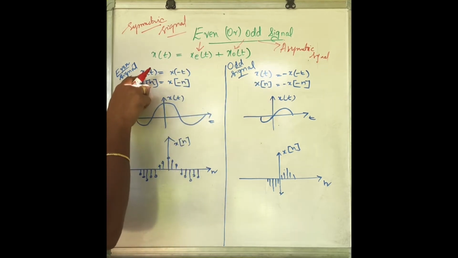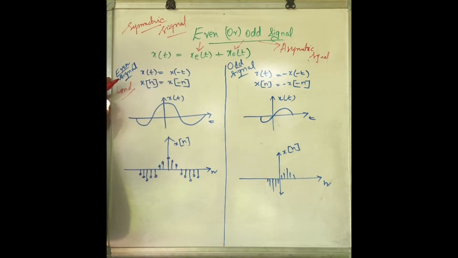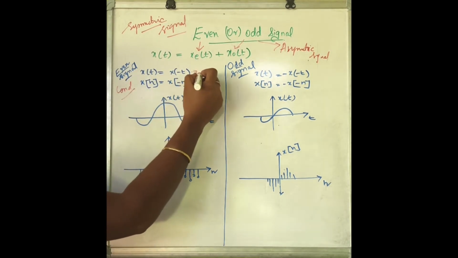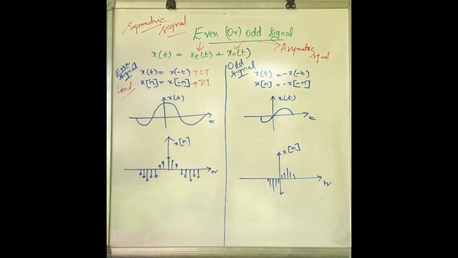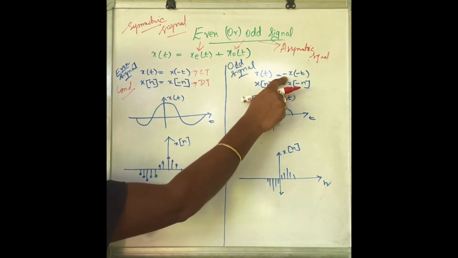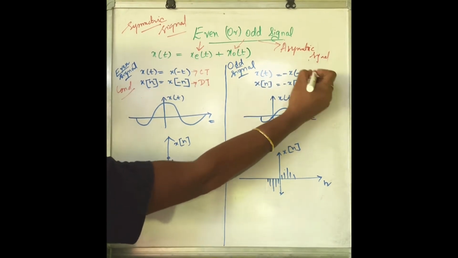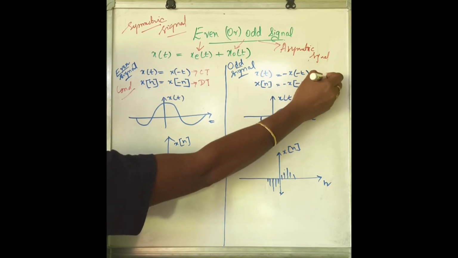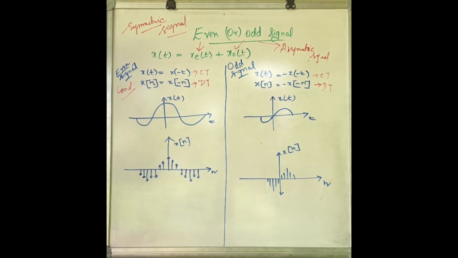Now when the original x(t) is equal to the time reversal signal, it is said to be an even signal. This is the condition for a continuous time signal, and the second one is the condition for a discrete time signal. Whereas when x(t) is equal to the inverse of amplitude as well as the inverse of time, it is said to be an odd signal of continuous time, and likewise odd signal of discrete time. So these are the four conditions for even and odd signals in continuous time and discrete time.